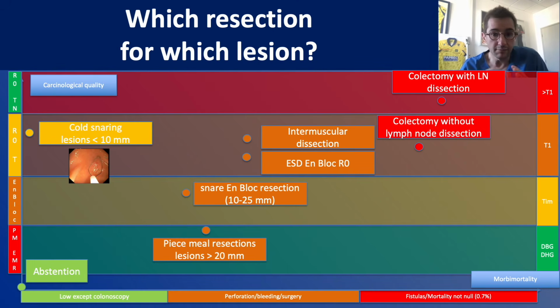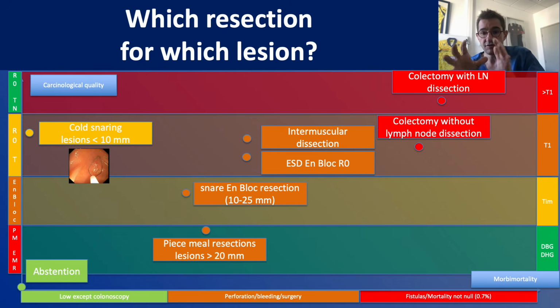It means mostly the lesion with an SSAP appearance or the granular homogeneous LSTs, where the risk of T1 cancer is inferior to 1%. But for all the other lesions where the risk of T1 cancer is not null, we should probably go to R0 en bloc resection like ESD or intermuscular dissection in the rectum, for example.